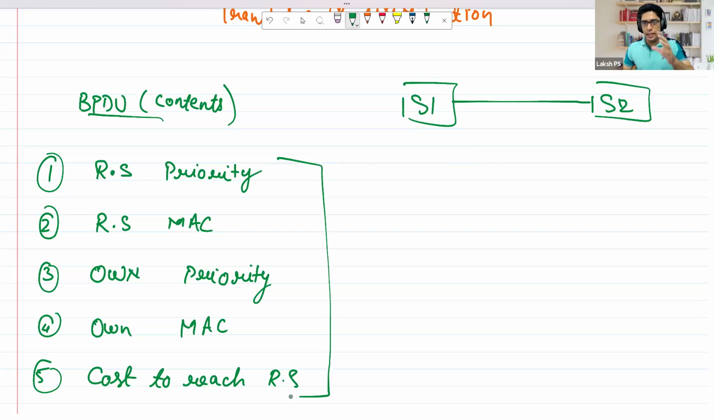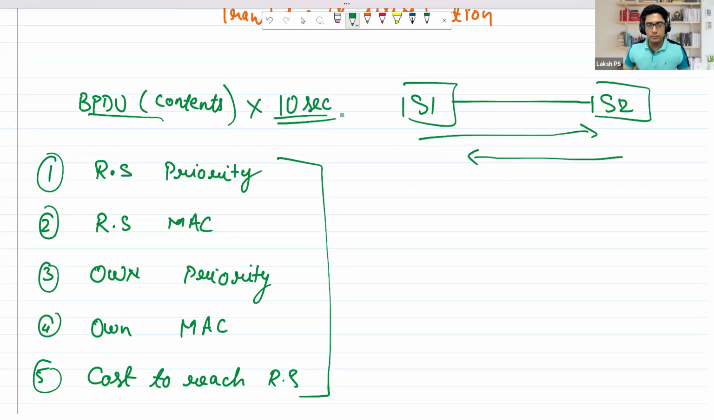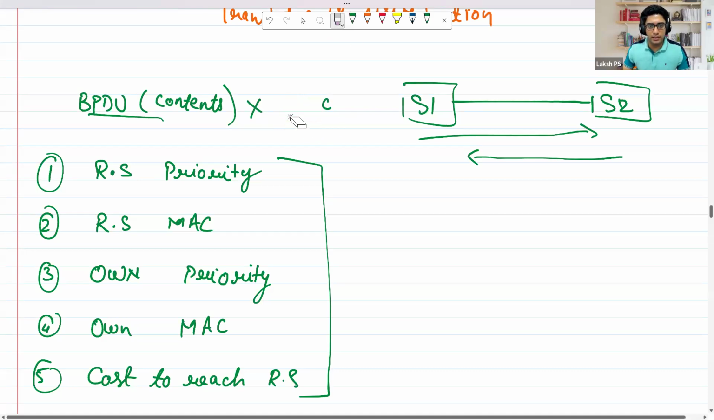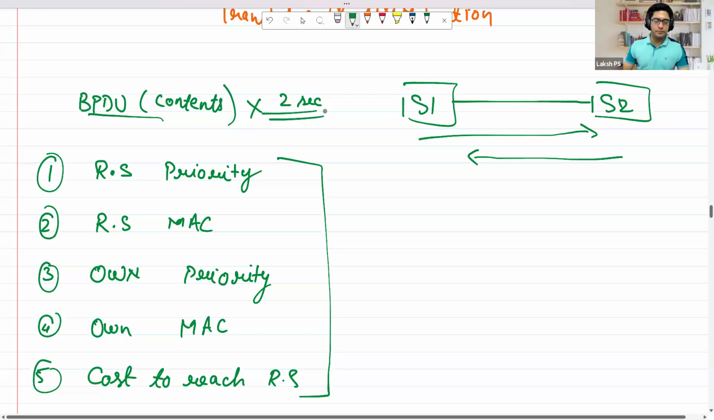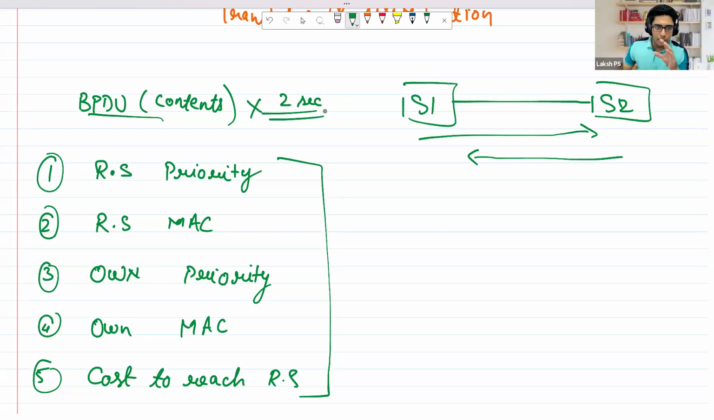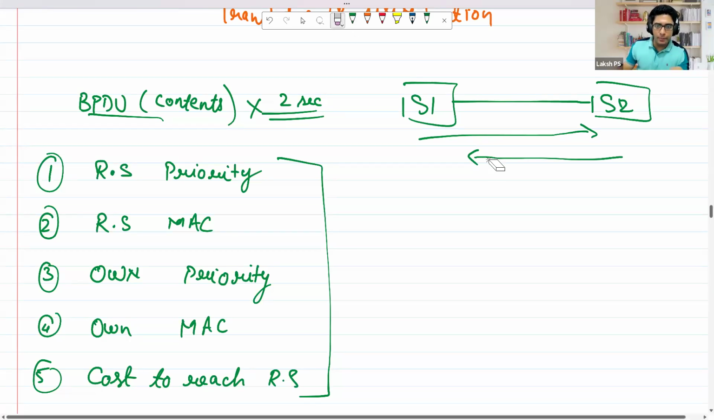So let's imagine switch 1 and switch 2 have been connected just now. So what is going to happen? Switch 1 will send its own BPDUs. Switch 2 will also send its own BPDUs. And please remember, BPDUs are sent at a 2 seconds interval. Sorry, not 10 seconds, 2 seconds. So switch 1 will keep on sending its own BPDUs every 2 seconds. The same goes for switch number 2.